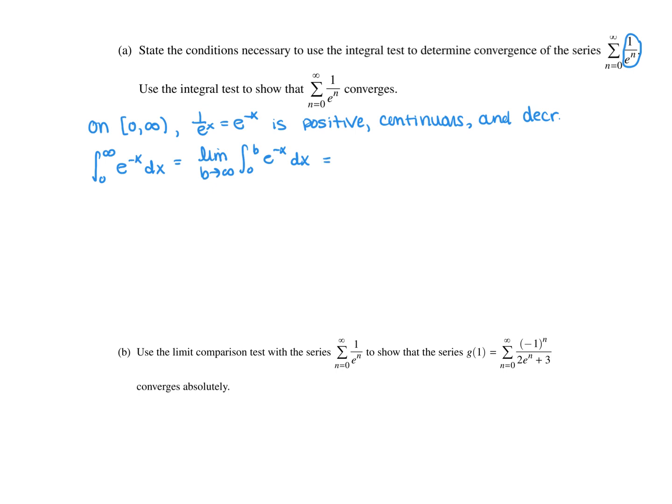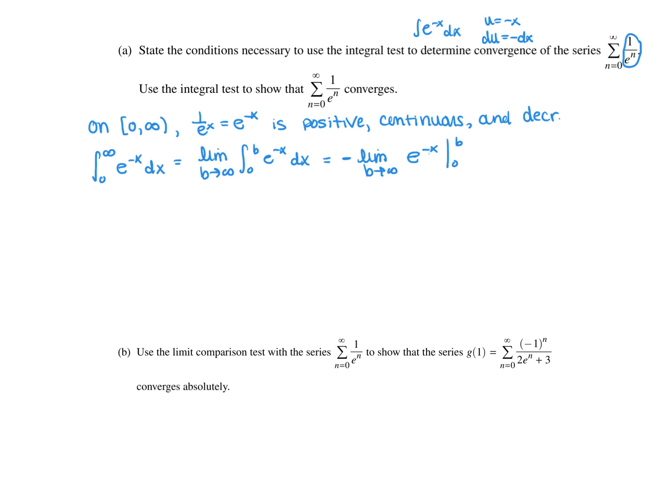Now remember, when we integrate e to the negative x, it's really a u substitution. So u would be equal to negative x. So du is equal to negative dx. So we're going to have a negative out in front. Oh, we just integrated it. Sorry, didn't mean to write that again. We put the negative out in front, and then this would be e to the negative x evaluated from 0 to b.